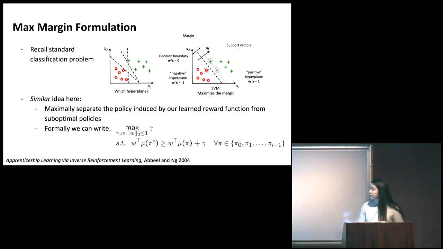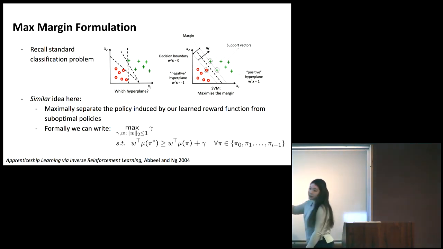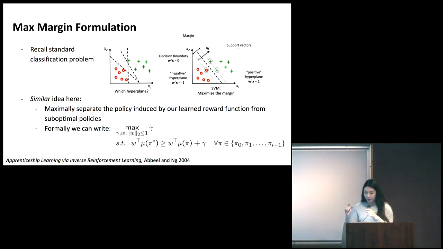We can take inspiration from classic classification problems. If we have a binary classification problem and we're using a linear separator, there are many possible solutions that satisfy the constraint that we are separating the two classes. But the insight people had was we want to maximally separate these classes. How do we do this? We try to maximize the margin, where the margin is the minimum distance from the boundary. They formalized this with the hard margin SVM. We can use a similar idea here. The intuition is that we want to maximally separate the optimal policy, or the policy that is induced by our learned reward function, from suboptimal policies.